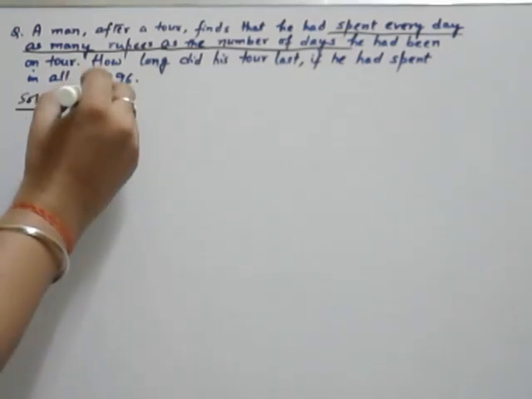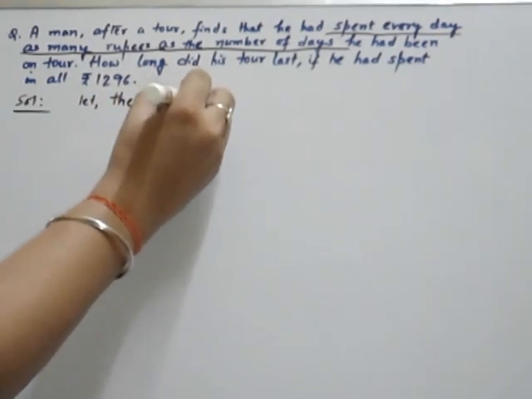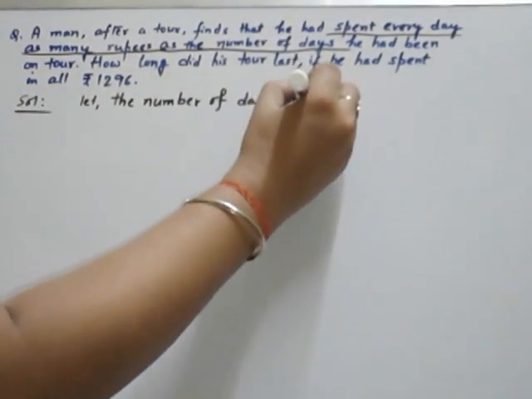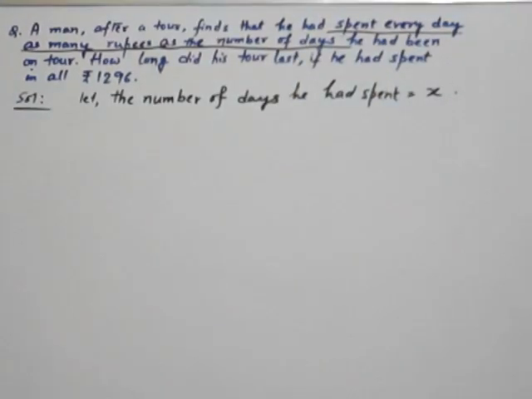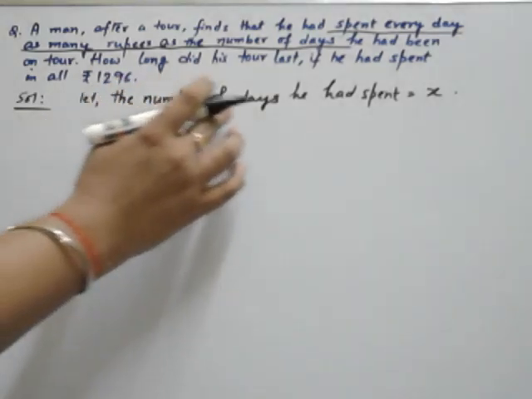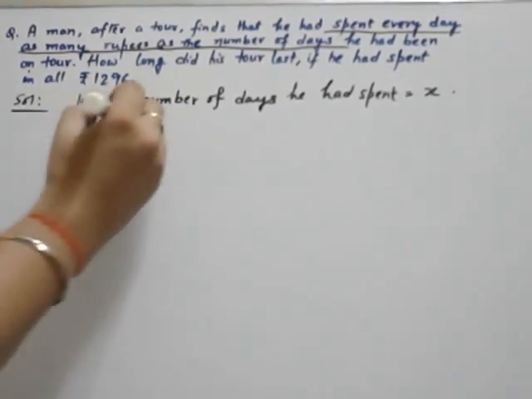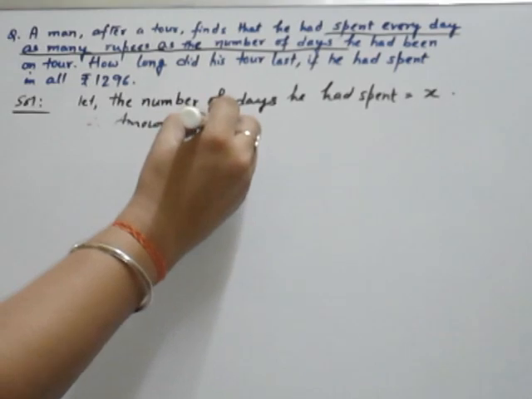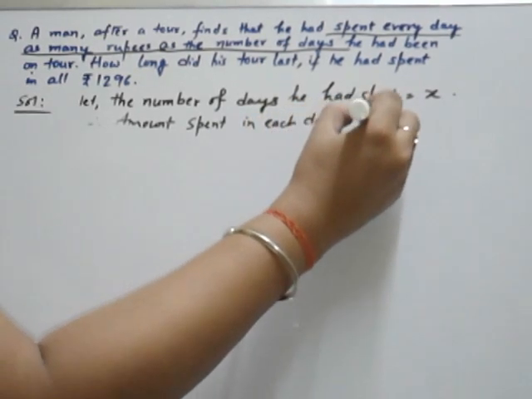So let the number of days he had spent X. So X days he spent, and each day he spent rupees X. Therefore, amount spent in each day X.